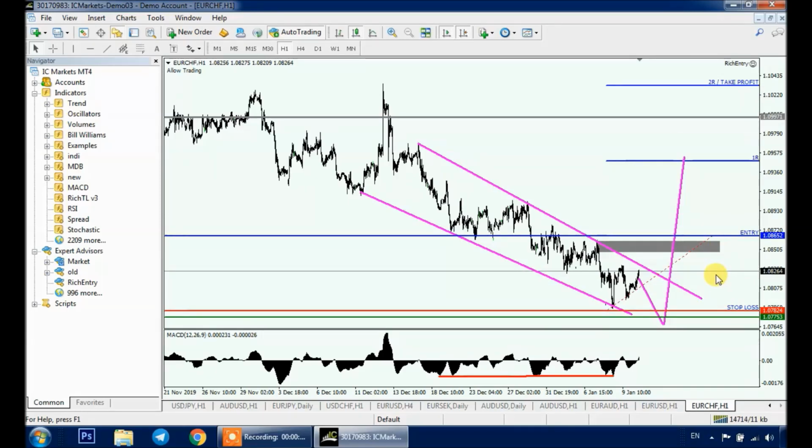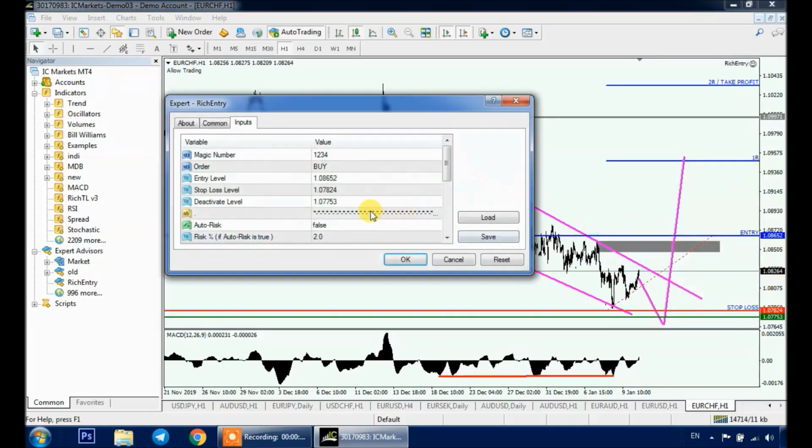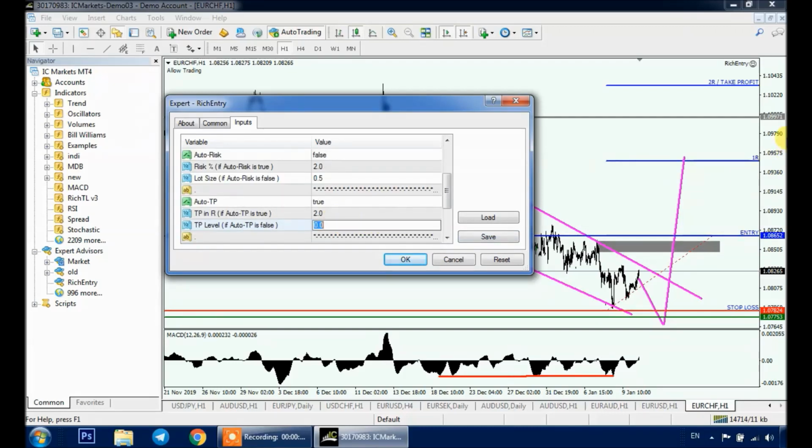If auto TP is false, then we have to enter our take profit level manually. For example, this level here, 1.09971. In this example, after a candle close above our entry, the EA will enter the trade and consider this level as a take profit. Moreover, if auto TP is false and this level is left blank, then the EA will enter the trade with open take profit.